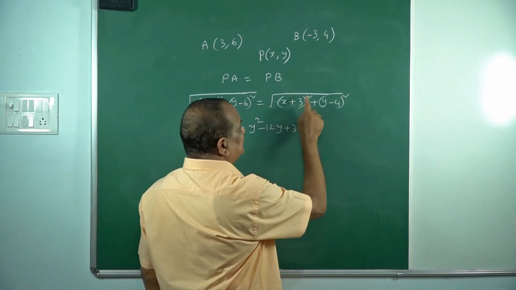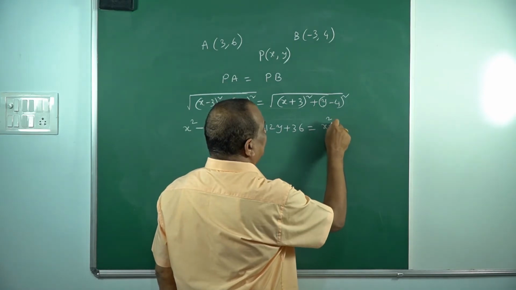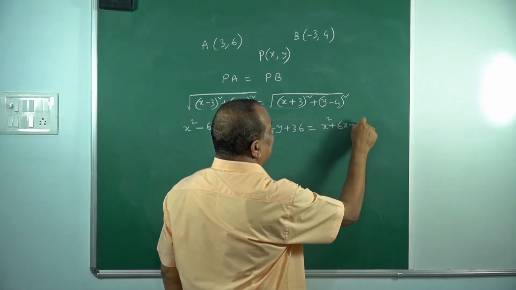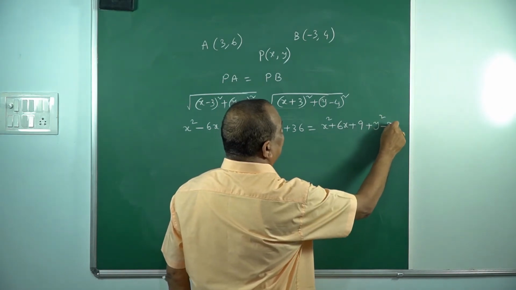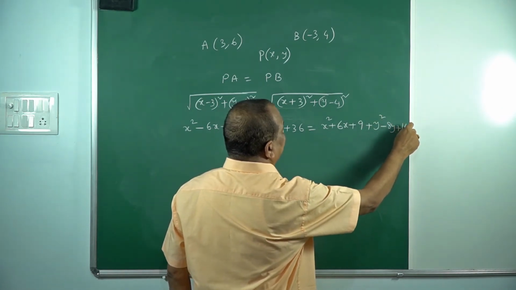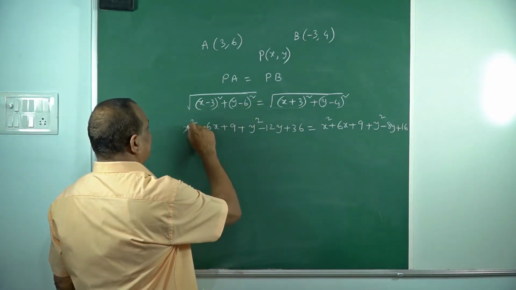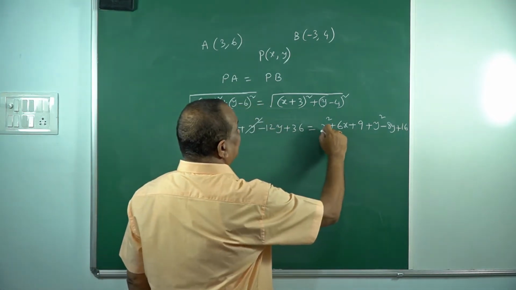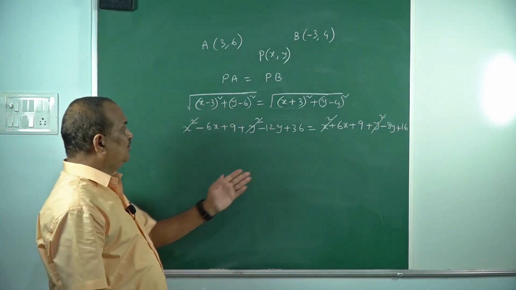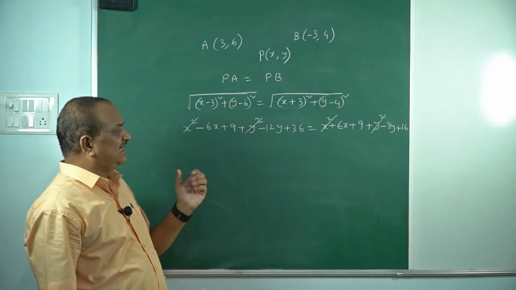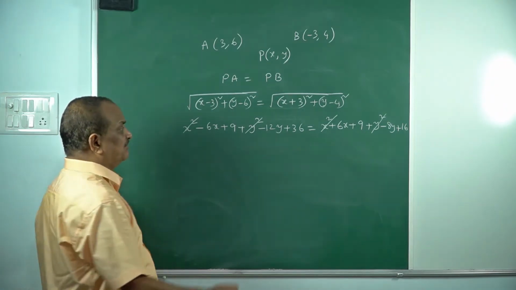Write this side also, x plus 3 whole square, x square plus 6x plus 9, and y minus 4 whole square, y square minus 8y plus 16, and x square plus y square, and the other side also x square plus y square. That's it. You bring all of them to one side. Let us see if we can get a linear equation.